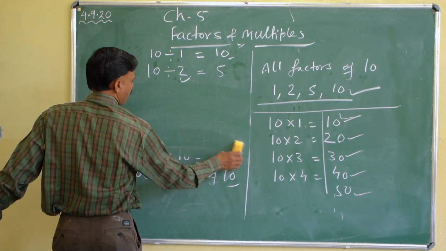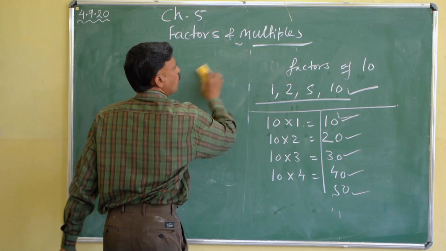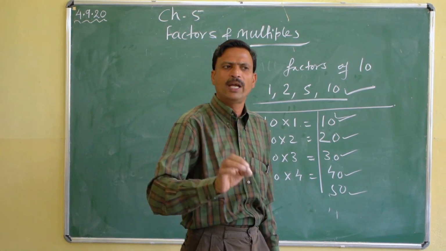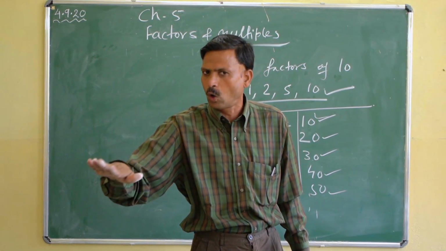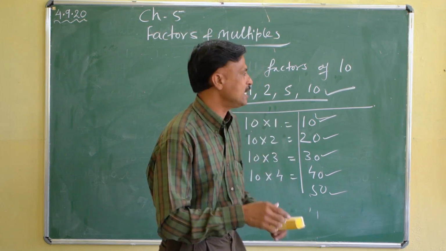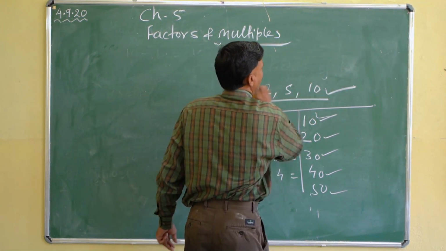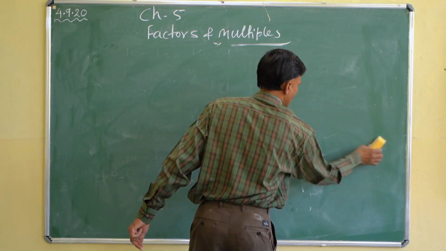As I told you, 1 is the number which divides each and every number. That's why 1 will always be a factor of all numbers, and each number is a factor of itself, right? So this is clear to everyone, what a factor is and what a multiple is.